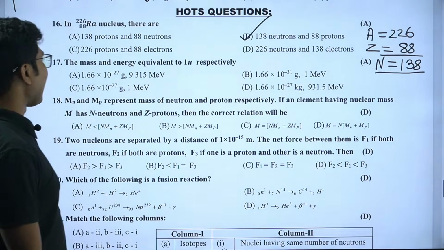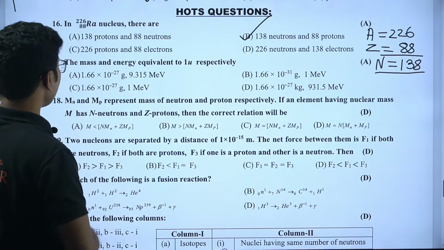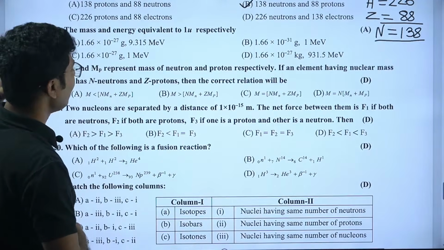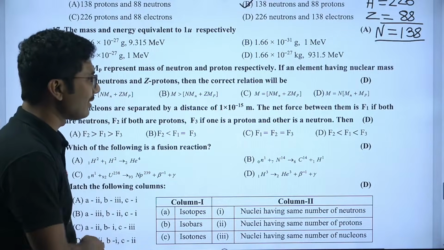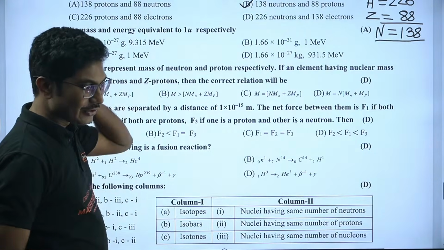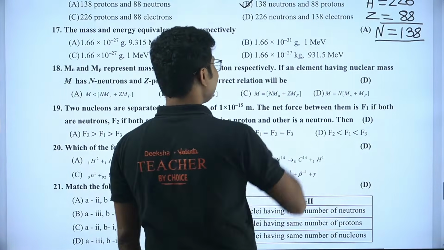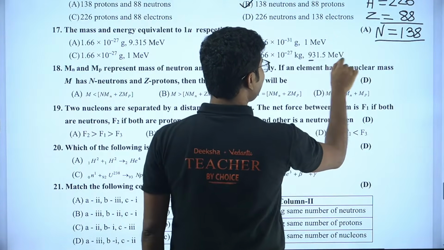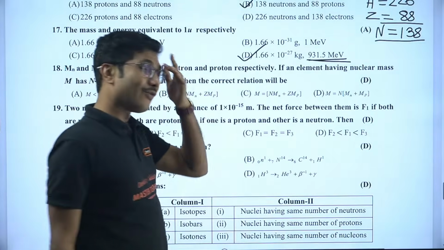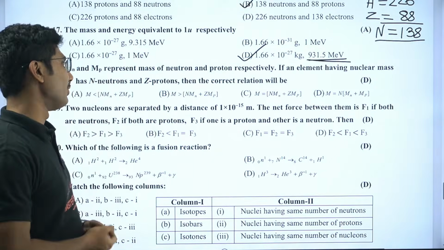The mass and energy equivalent to 1 u respectively. If you know the energy equivalent, the mass equivalent is not required. Nagaraj already answered 17D. So remember that the energy equivalent of 1 u is 931.5 mega electron volts.